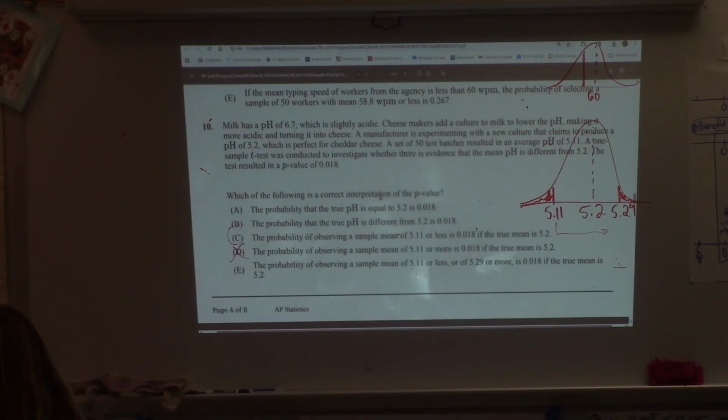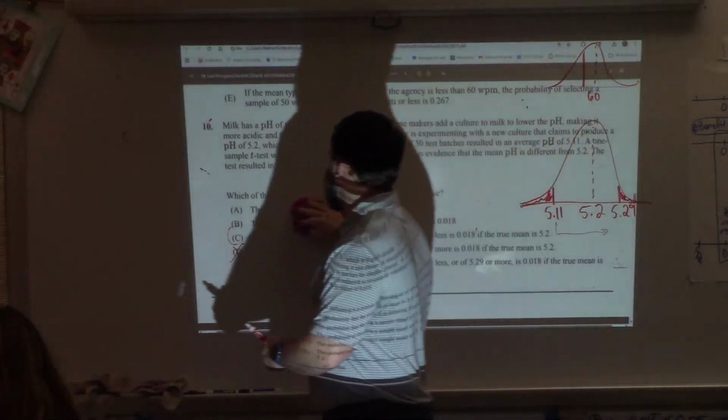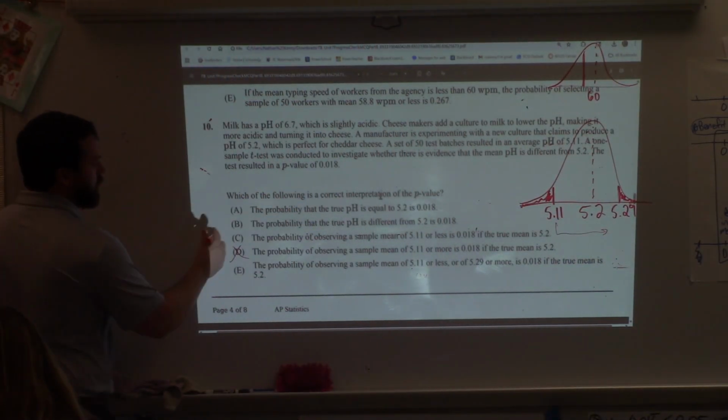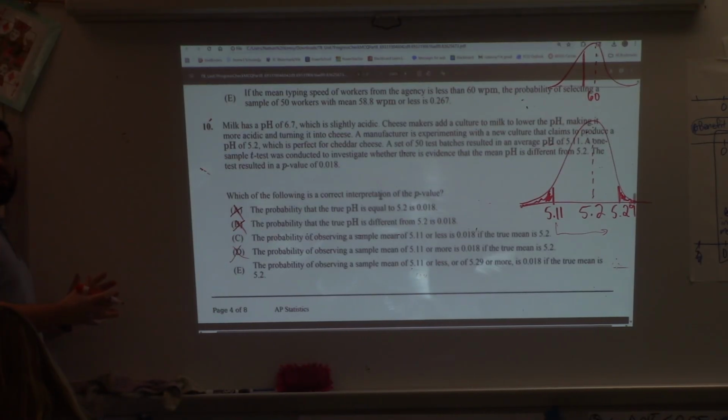Which answers can we quickly eliminate? A and B, right? What do A and B not refer to at all? The null. They don't say anything about the true mean being 5.2. C, D, and E do. Anybody know what the correct answer is now? E. Why is it E and not C? It's the only one that mentions a two-tail.